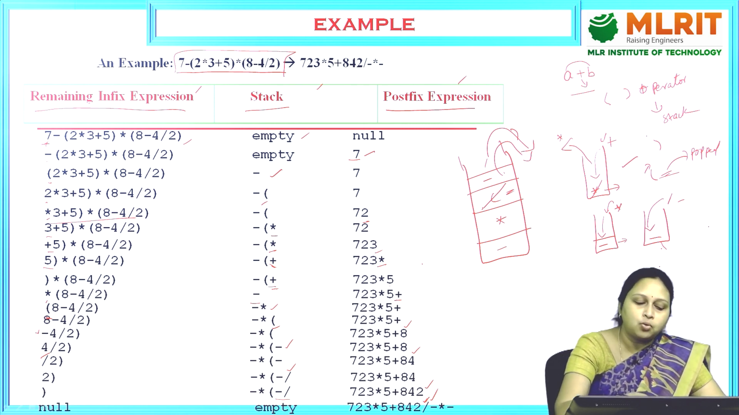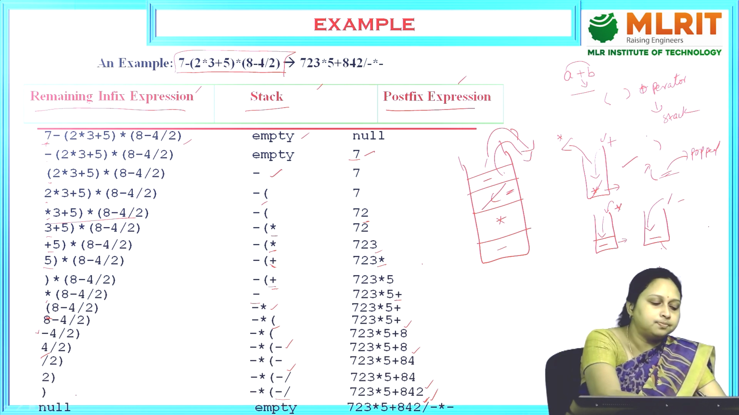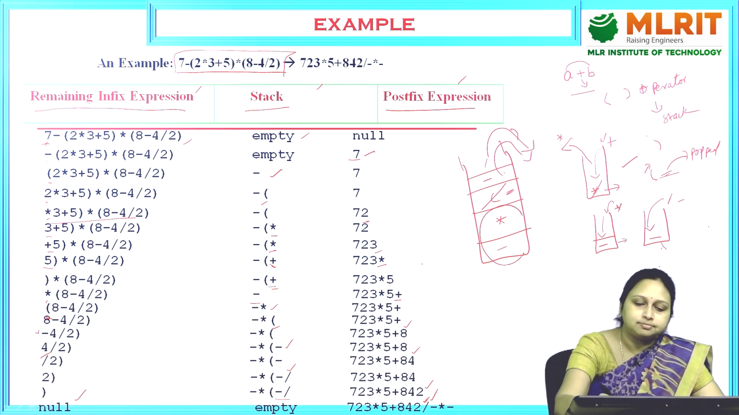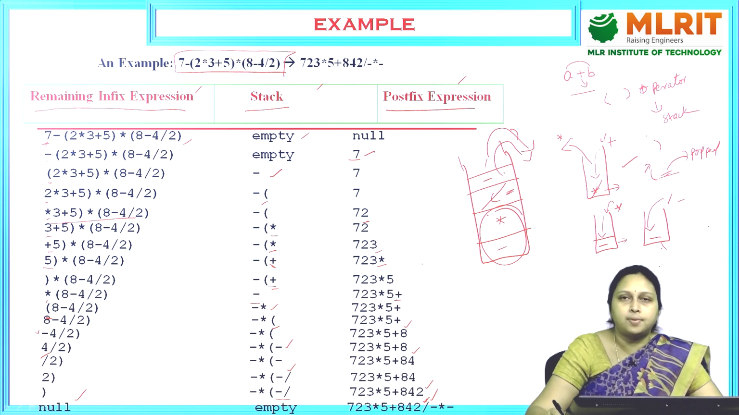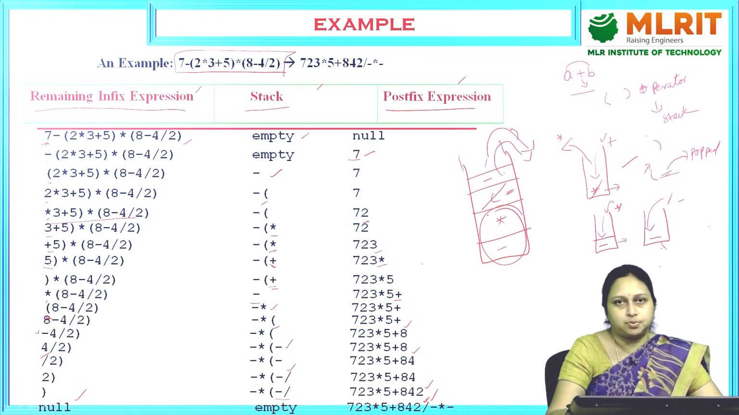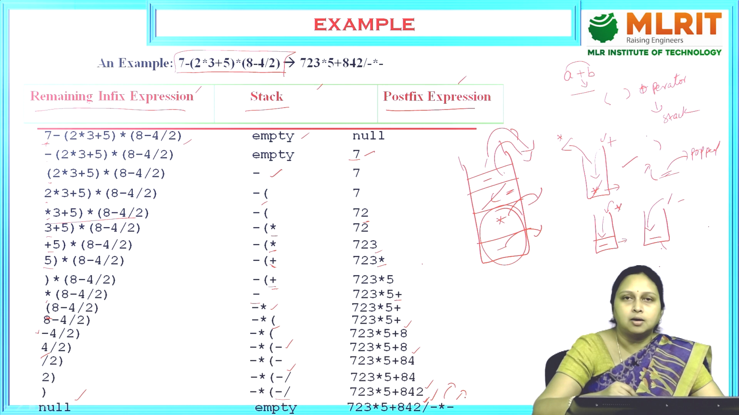And what are the leftover operators in the stack? All the infix expression is completed here. You don't have any leftover symbols in the infix expression. That's why you need to remove all the operators that are present in the stack. Those are going to be popped out and placed in the postfix expression, right? So star will be popped first and minus will be popped next. This has to come here, right?